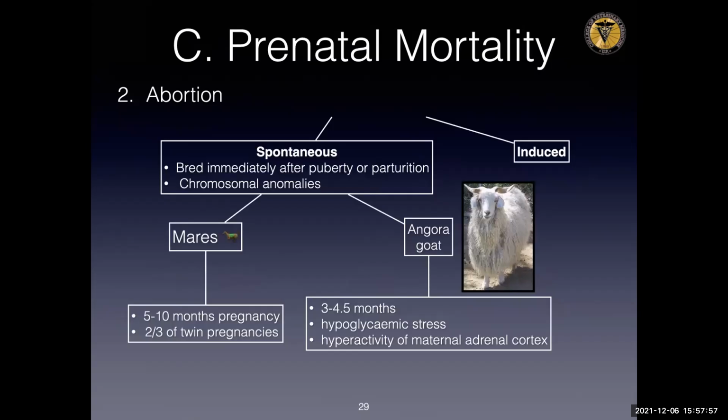Okay, next, another information on abortion. So you have two kinds. It could be spontaneous abortion or induced abortion. So let's go first with induced.